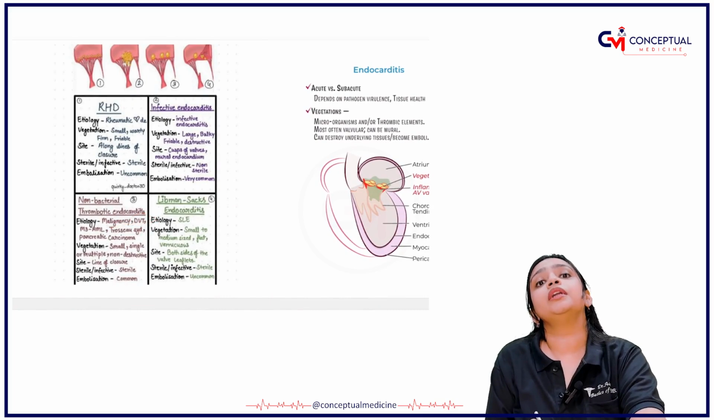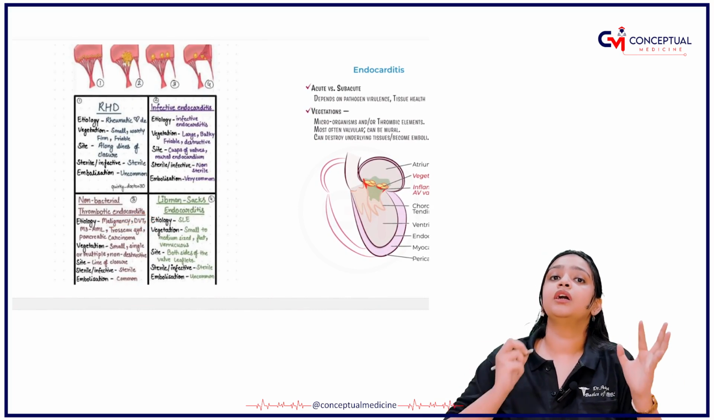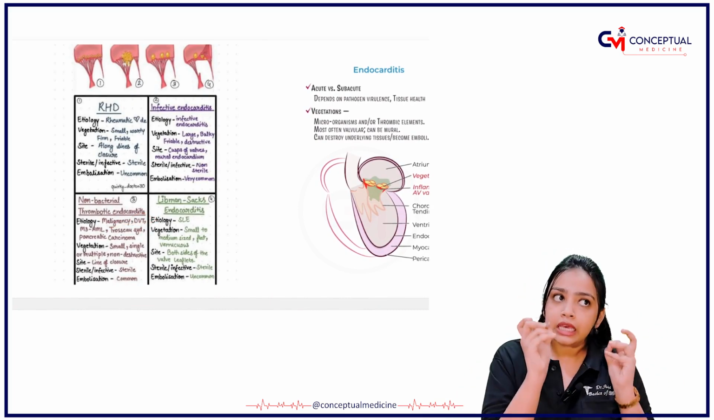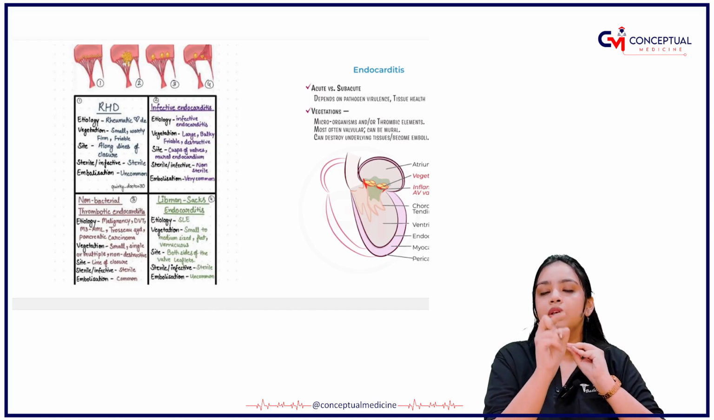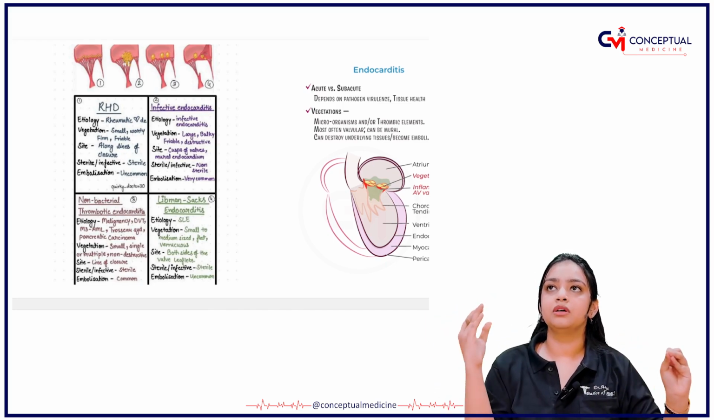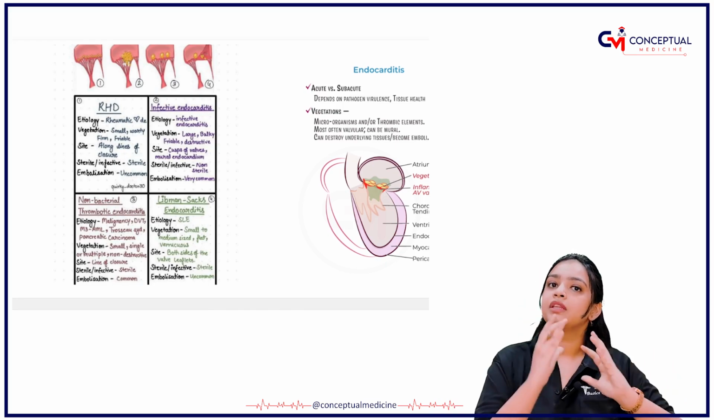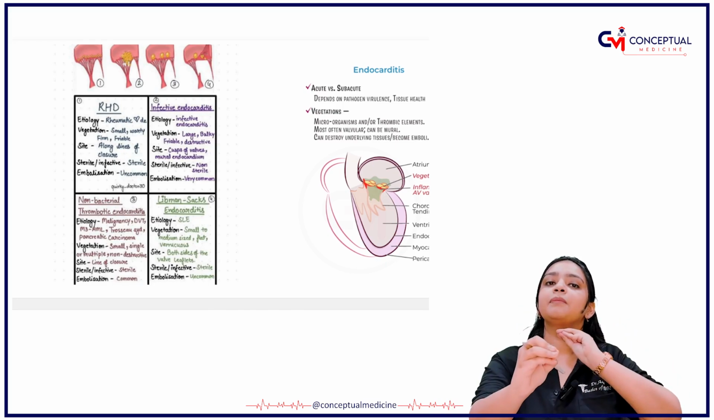DVT is nothing but the deep vein thrombosis, and you will learn in your surgery posting. If you are posted in a surgical ward now, what you can do is just go to the surgery posting and see if there is a case of DVT. Just examine that patient thoroughly.